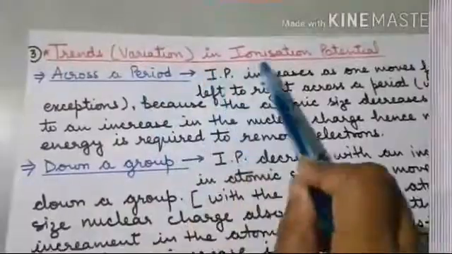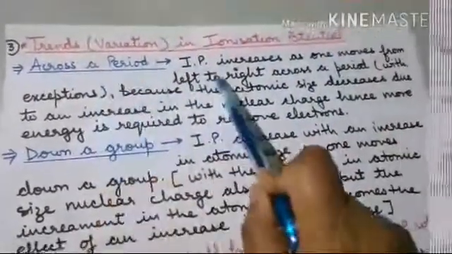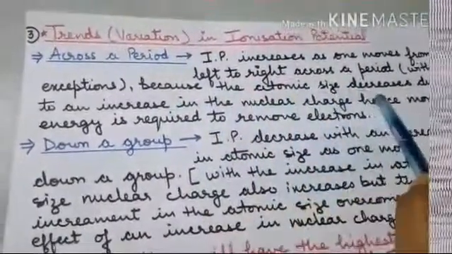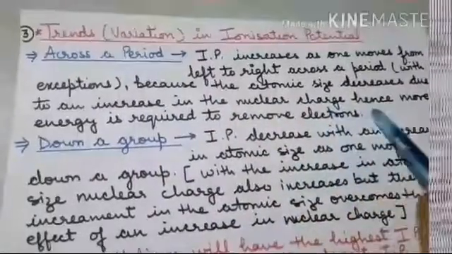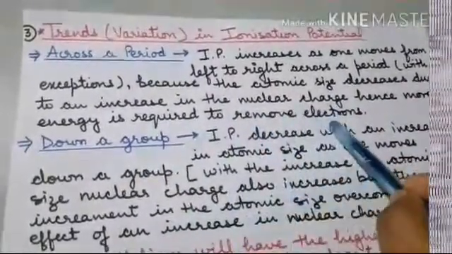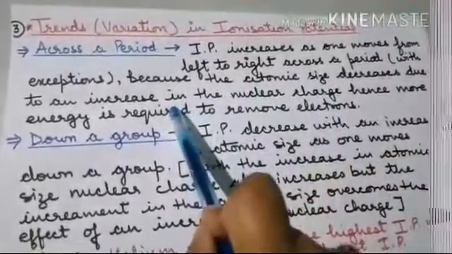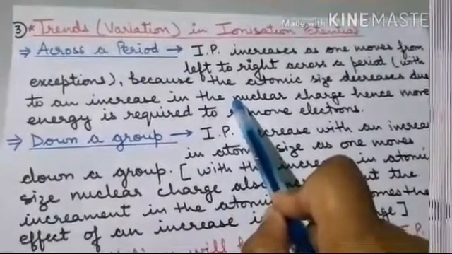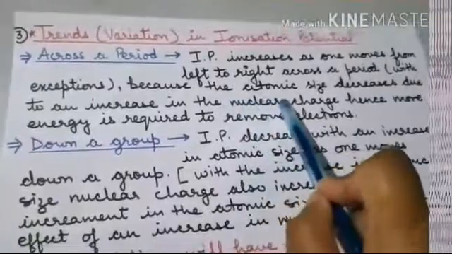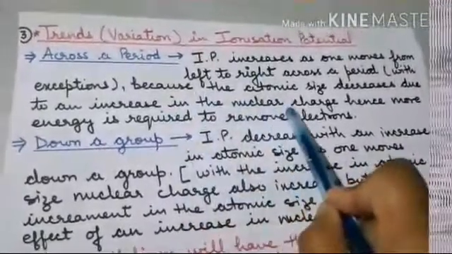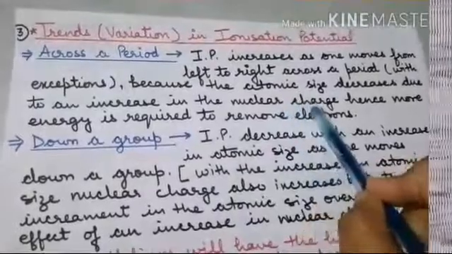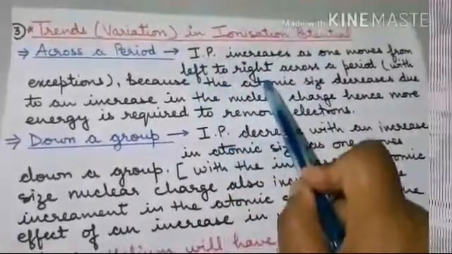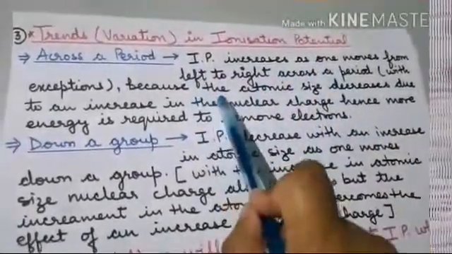Now see the trends of variation in ionization potential across a period. Ionization potential increases as one moves from left to right across a period because atomic size decreases due to an increase in the nuclear charge. Hence, more energy is required to remove electrons. We know that in a period, the number of shells remains the same. So the atomic number will increase and atomic size will automatically decrease. And this decrement in the atomic size increases the nuclear charge. Hence, with increase in nuclear charge, more energy is required to remove the electron. That's why IP increases as one moves from left to right in a period.